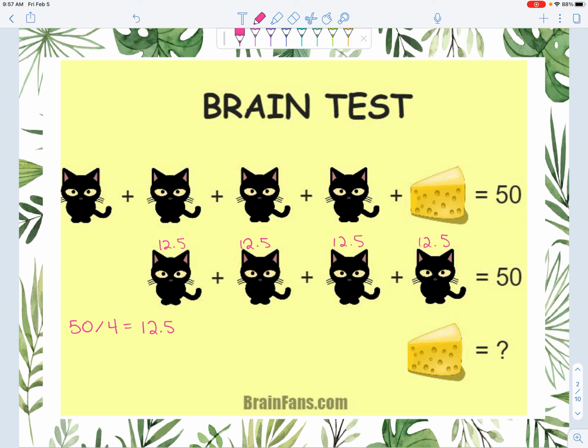Well, now that I know this, I can substitute that number for all of the cats in the first equation, and I can use that information to help me solve for the value of the cheese. Well, I'm adding 12.5 to itself 4 times in this top equation also. So if I simplify that, that's going to give me 50. So now I need to think, what do I add to 50 so that I still get an answer of 50? Well, the only number that's going to work here is 0. So hopefully we ended up matching. You should have gotten that the value of the cheese here is equal to 0.